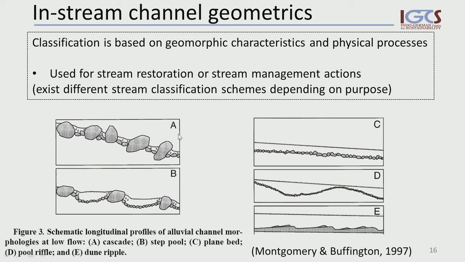Those are the most basic schemes of in-stream morphologies. We may have those large boulders here. We may have boulders and pools where the velocities may slow down.